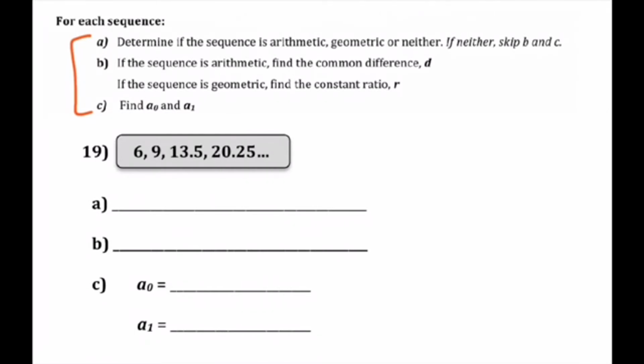So if it is arithmetic, find the common difference. If it's geometric, find the constant ratio. And then I want you to find a sub 0 and a sub 1. Okay, so the sequence is 6, 9, 13.5, and 20.25. So first of all, what kind of sequence is that? So I need somebody to tell me and how you figured it out. So who wants to be that person?